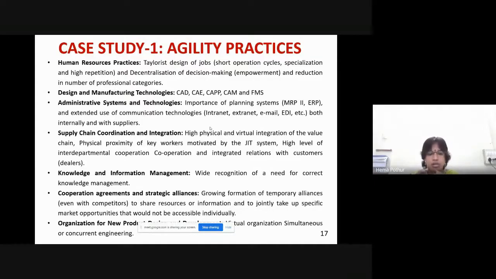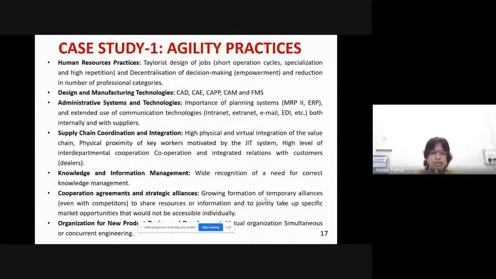The knowledge and information management system, wide recognition of the need for a correct knowledge management system, because it has developed its own data on that, and so that they will be focusing on that particular area, and also incorporated cooperation agreements and strategic alignments, because they have entered into an agreement with the temporary alliances or the competitors, as the Agile is showing one key principle, that it should have cooperation amongst the parallel competitors, so that jointly they can take the market and they can sustain in the market together.